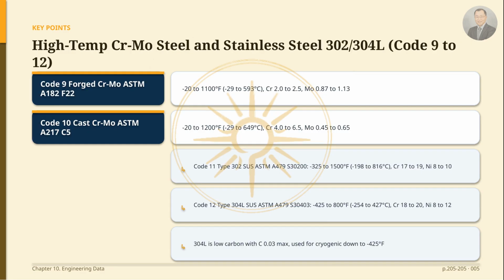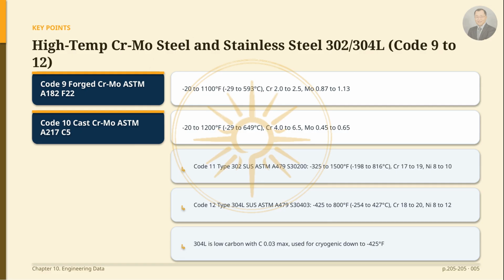Now we move on to high-temperature chrome-molybdenum steel and the stainless steel series. Material code 9 is forged chrome-molybdenum steel, ASTM A182 grade F22, used from -20 degrees Fahrenheit to 1100 degrees Fahrenheit, or -29 degrees Celsius to 593 degrees Celsius, with 2% to 2.5% chromium and 0.87% to 1.13% molybdenum.